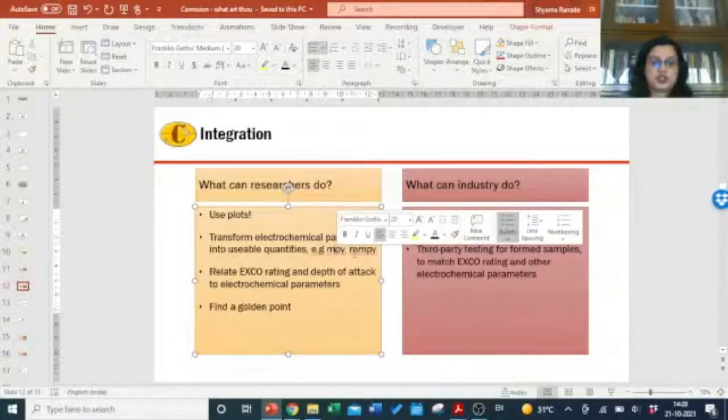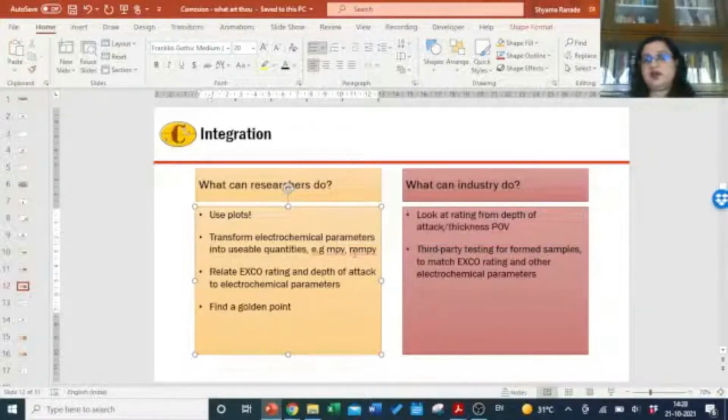So, if you tell the industry that this has a better corrosion current density, they will not really care about it, to be very frank, because that is not usable in normal day-to-day life or when they are machining that particular component. However, if you talk about it in MPY or MMPY, that is a better idea. That gives designers a better idea of how they can frame those components and the dimensions.